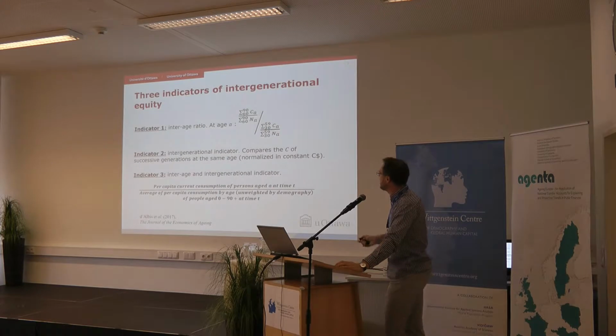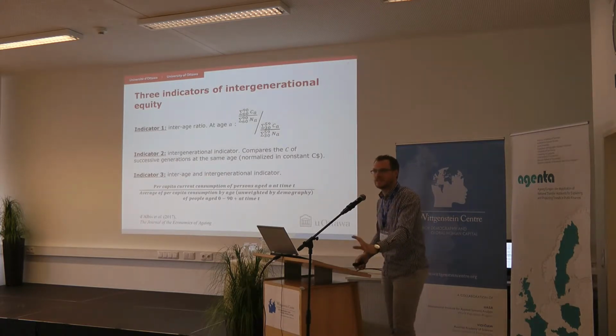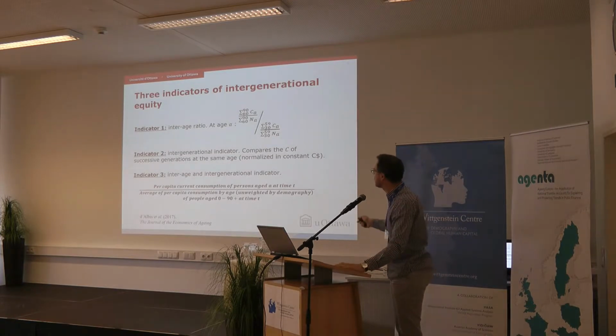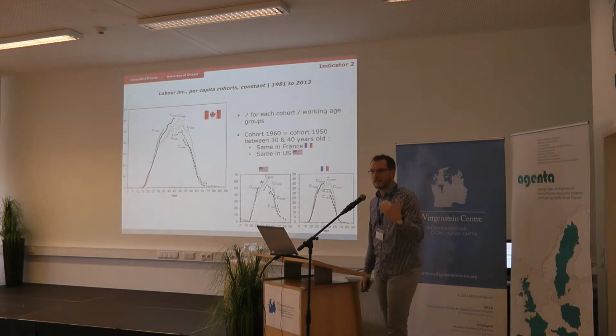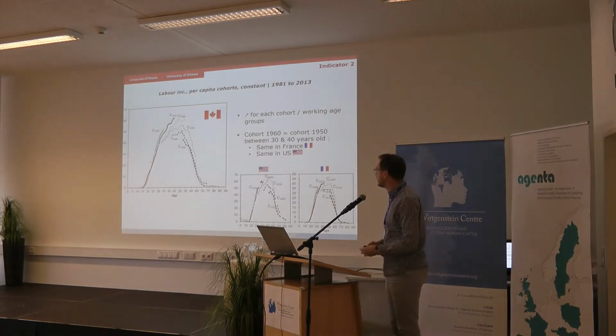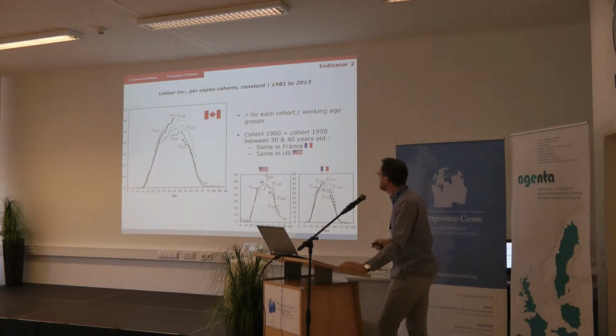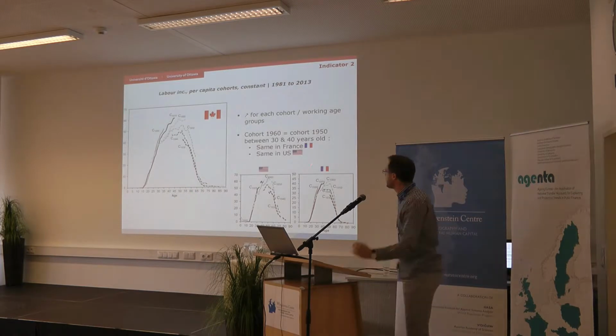So I go directly to the second indicator for labor income. I will only use this indicator for labor income, and for consumption I will use the three indicators. So this is a per capita age profile of labor income, and we have it for Canada here, for the US, and for France.